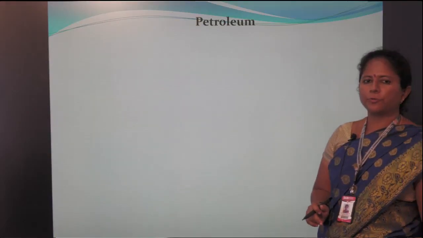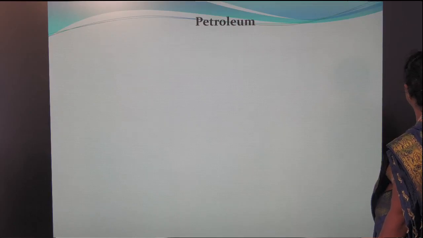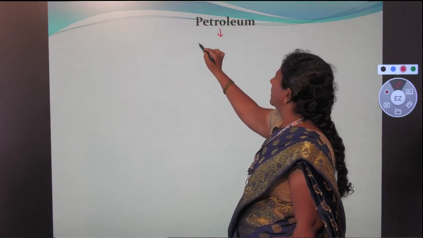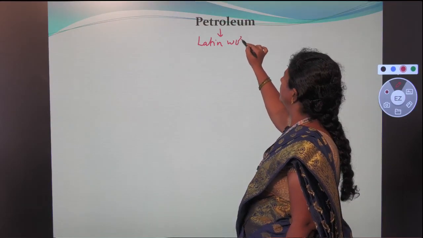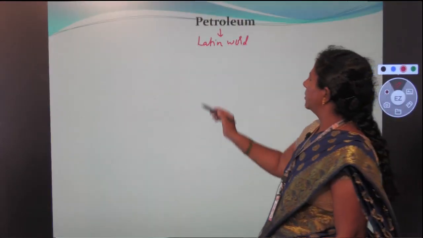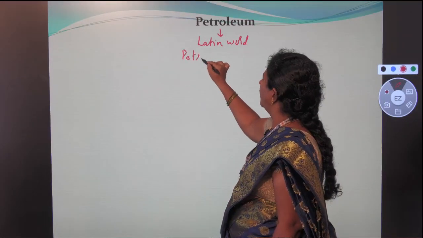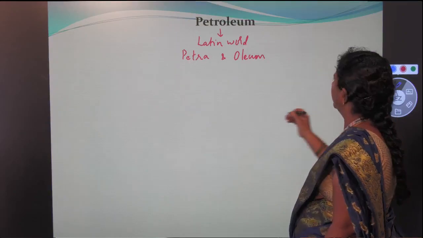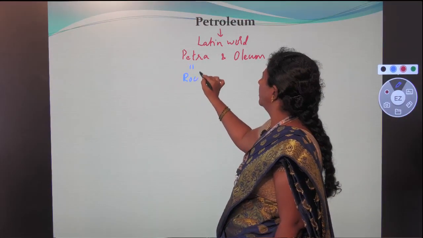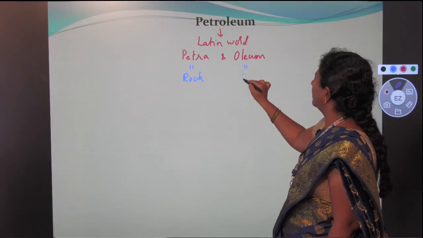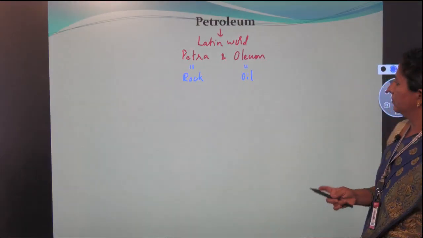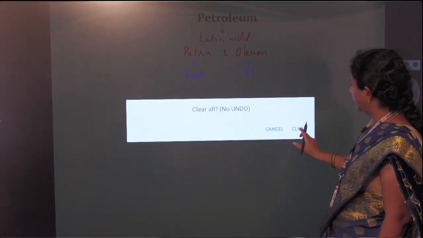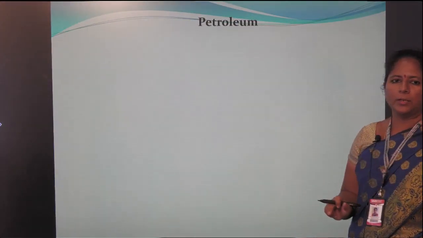Next, coming to the topic petroleum. The word petroleum is a Latin word which came from two words, petra and oleum. Petra means rock, oleum means oil. That means petroleum is the compound which is obtained from rocks, in between the rocks which are existing under the earth.